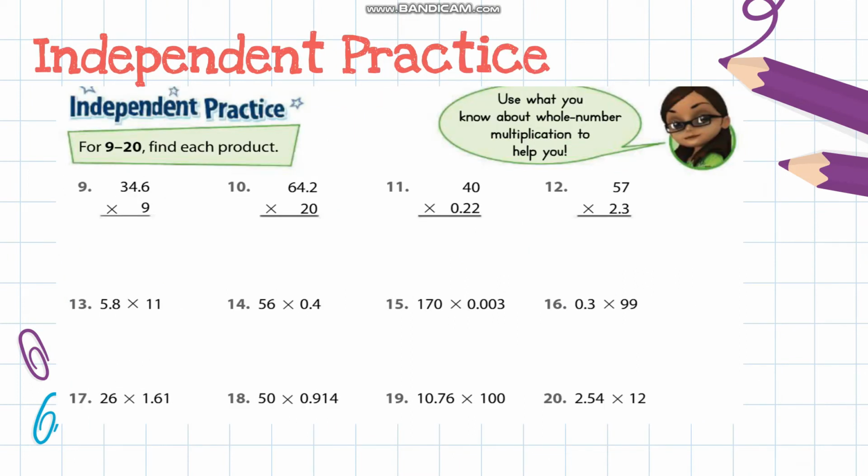Now it's your turn. Pause the video and answer the following. Time is up. So the answer is 311.4 for number 9. Number 10, 1284. Number 11, 8.8. Number 12, 131.1. Number 13, 63.8. Number 14, 22.4. 15 is 0.51. 16 is 29.7. 17 is 41.86. 18 is 45.7. 19 is 1076. And 20 is 30.48.